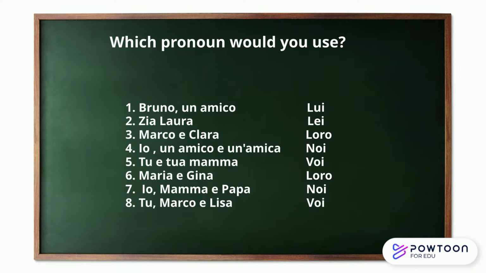Io, un amico e un'amica, it's us, it's we, so you would say noi. Tu e tua mamma, you and your mother, you would say voi. Maria e Gina, loro. Io, mamma e papà, noi, and tu, Marco e Lisa, voi.